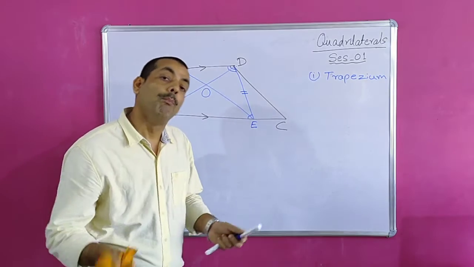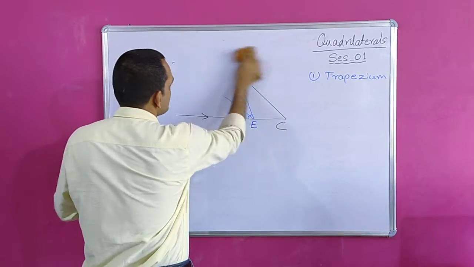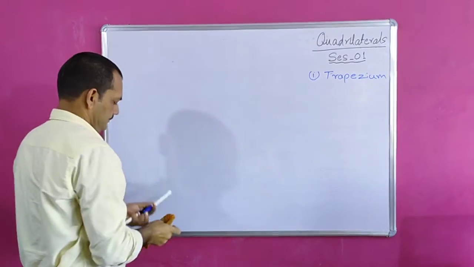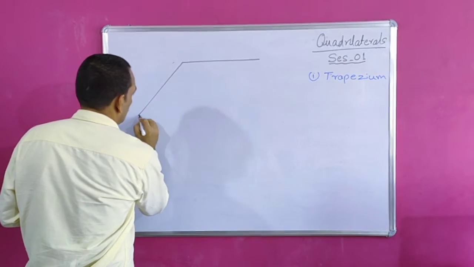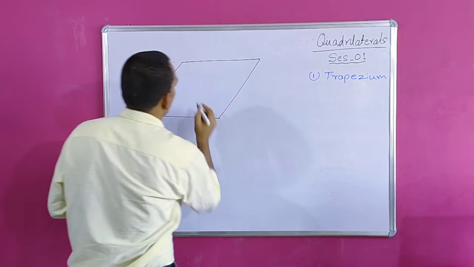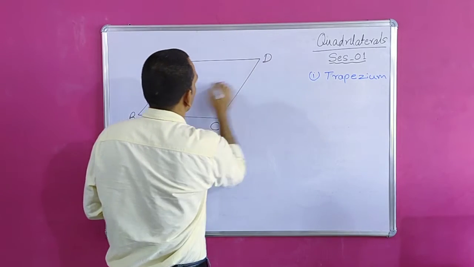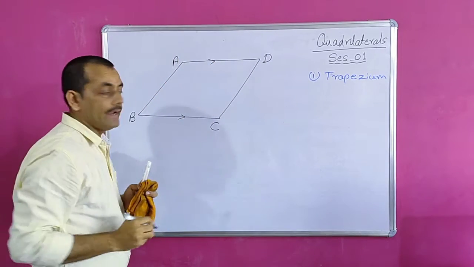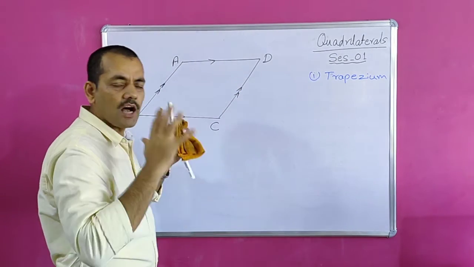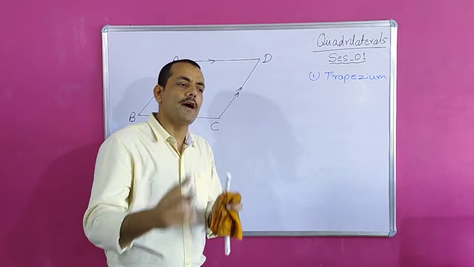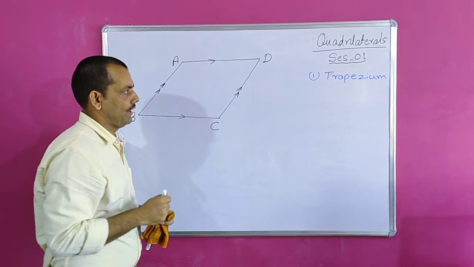What if both pairs of sides are parallel? If we extend it to a quadrilateral where this side is parallel to this side and this one is parallel to this one. Means a quadrilateral having two pairs of parallel sides. Such a quadrilateral is known as a parallelogram.